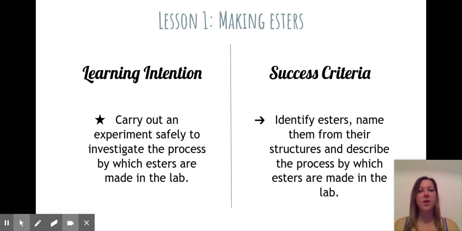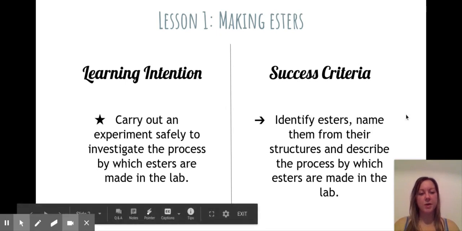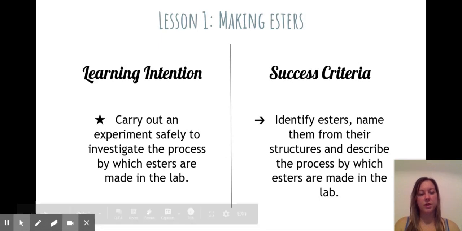in the lab. Of course, you are going to be doing this experiment in class, in school, but we're just going to talk through the procedure and also go through some of the properties of esters, how to identify them, how to draw them, etc. So our success criteria, what we want to be able to do by the end of this, is identify esters, so look at a molecule and you can tell that it's an ester, name them from their structures, and obviously describe the procedure for making esters as well.